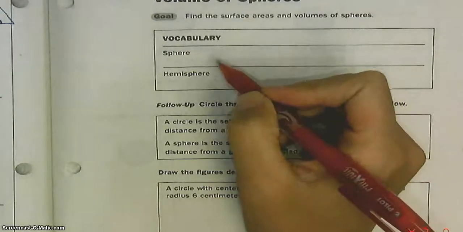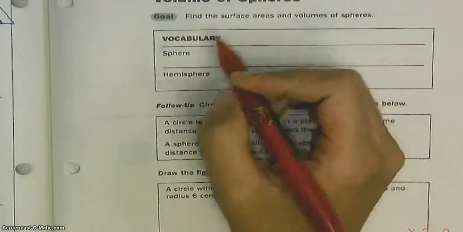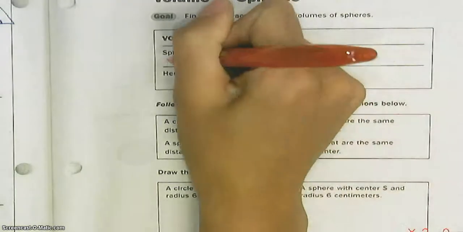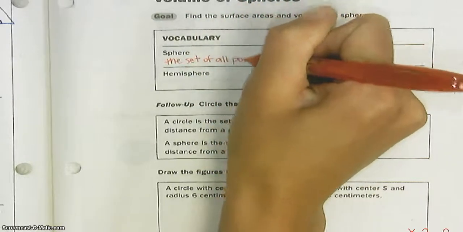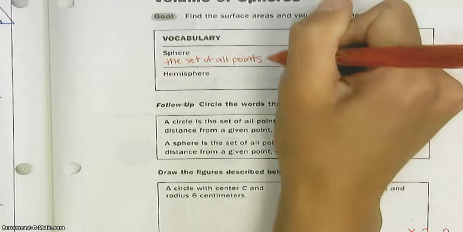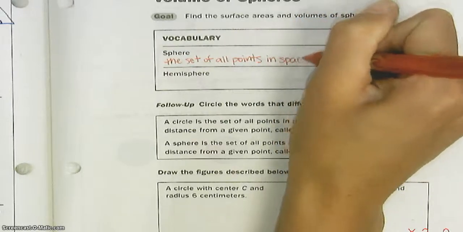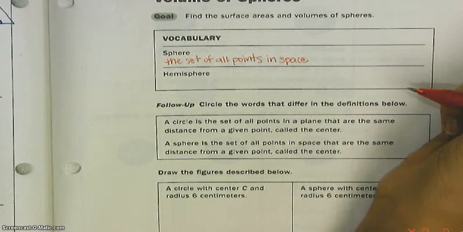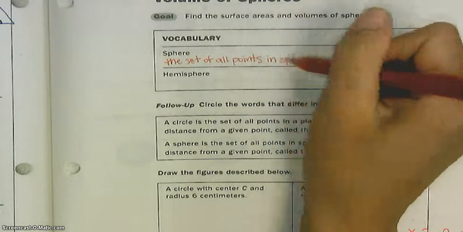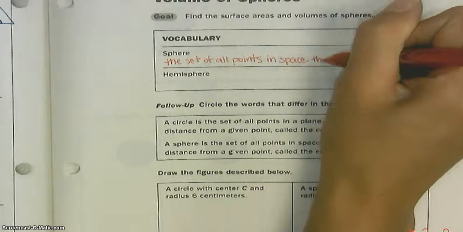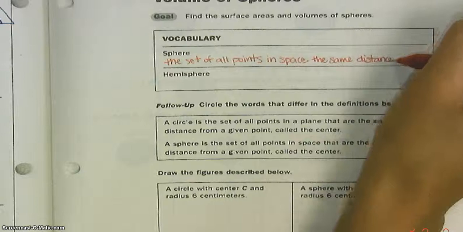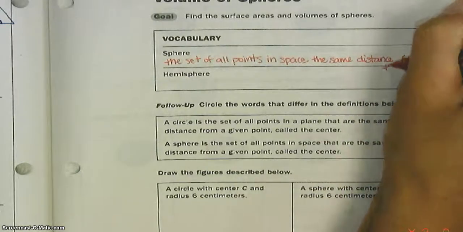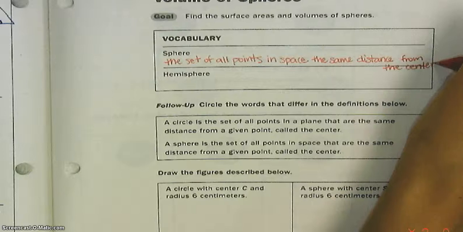A sphere, maybe you've seen before, is like a ball, a basketball, a volleyball, a softball. In its formal definition, it is the set of all points in space the same distance from a point called the center. And a hemisphere is half a sphere.